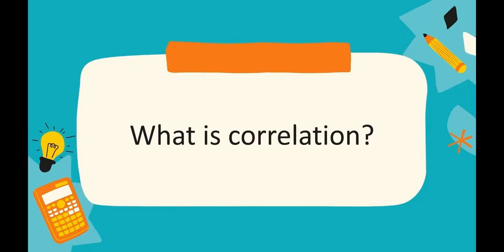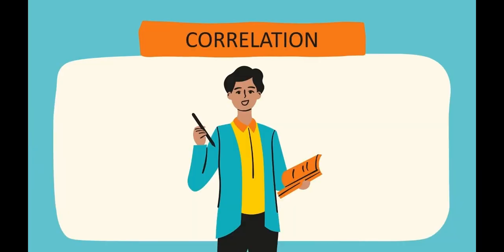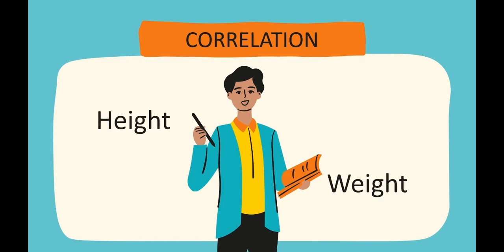Let's learn first what is correlation. So, correlation is a measure to determine the degree of relationship between two sets of variables x and y. For instance, if you are looking at whether the height of a person affects its weight, this is an example of correlation. Our x here is the height, which is the independent variable, and y is the weight, which is the dependent variable.